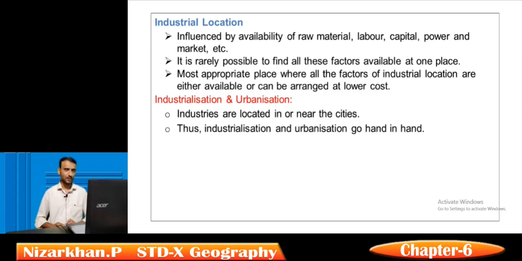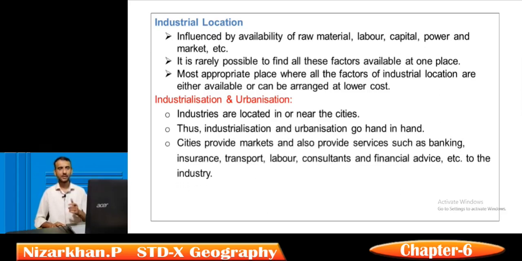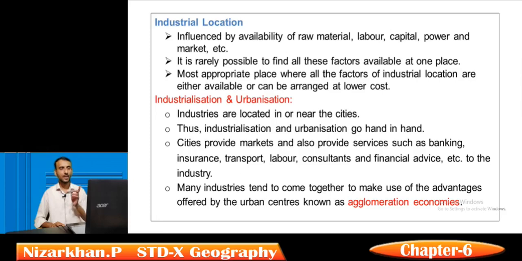Cities provide markets and also provide services such as banking, insurance, transport, labor, consultants, and financial advice to the industry. So these various services are available in the cities. That is why most of the industries are located in or near the cities. Many industries tend to come together to make use of the advantages offered by the urban centers, the cities. This is known as agglomeration economies, because many industries come to utilize almost all these services.